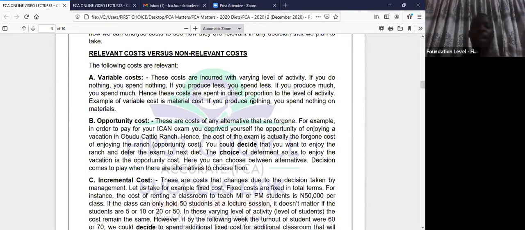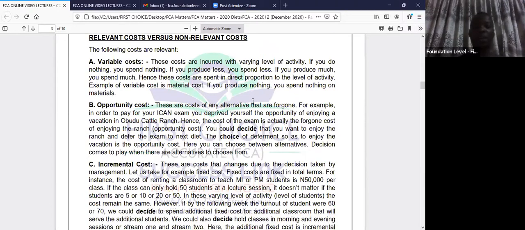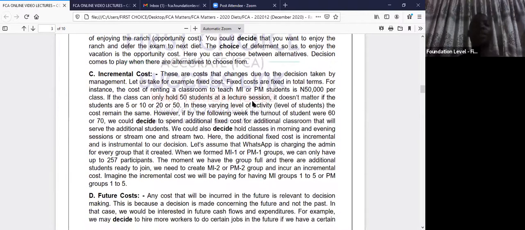You see, the fact that you have choice makes you decide. If you have no choice, you cannot decide, you just do. So opportunity costs give rise to choices. All right, let's go to the third one. The third one is incremental cost.